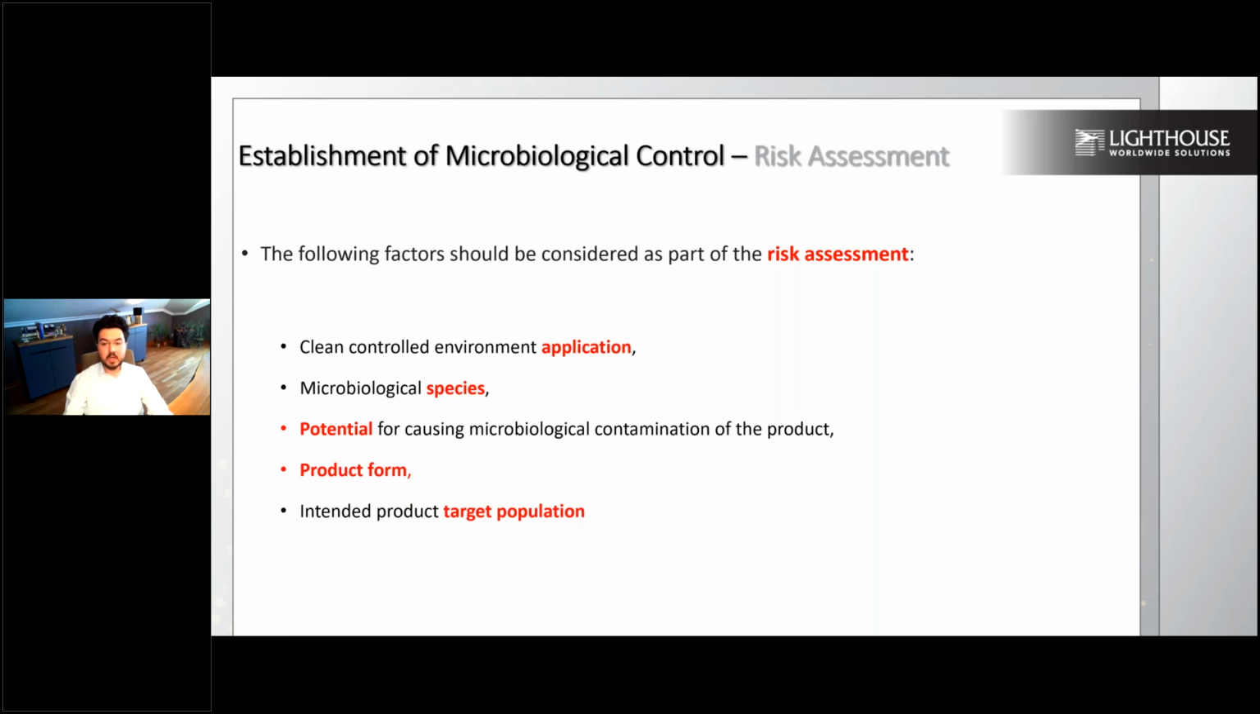For example, spoilage of product prior to the end of shelf life in the food industry, or the product form, whether it contains any preservatives or substrates that may prevent growth. Also the intended product target population, which could be infants or immunocompromised recipients, who are high-risk patients. So you have to know all these details before conducting a risk assessment.